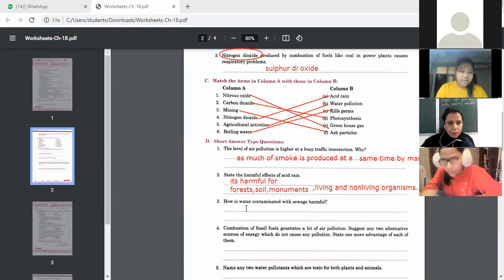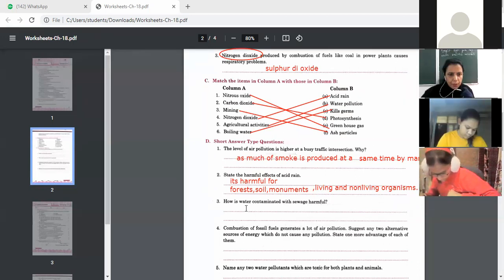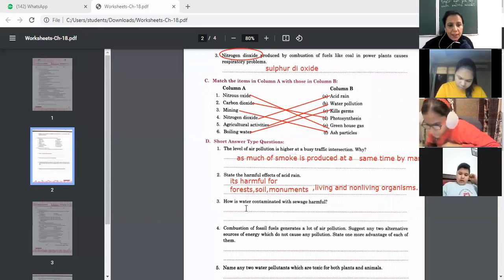Ma'am, 247. Right side, first paragraph, page number 247. You can find the answers and keep your books with you. Contaminated water with sewage can cause, and if you want to write it down yourself, you can write that it causes waterborne diseases like typhoid, cholera, jaundice, etc.